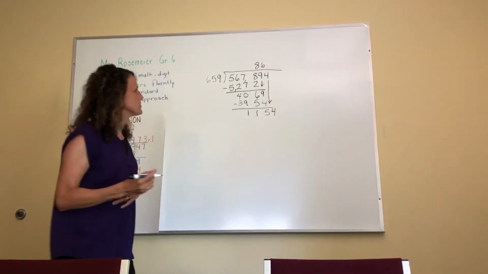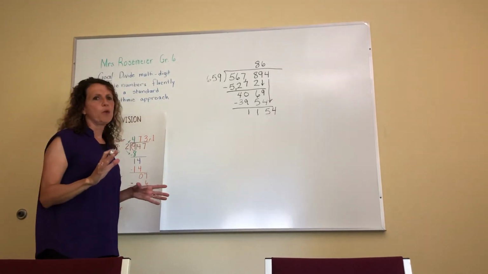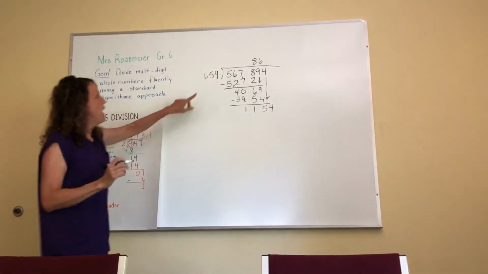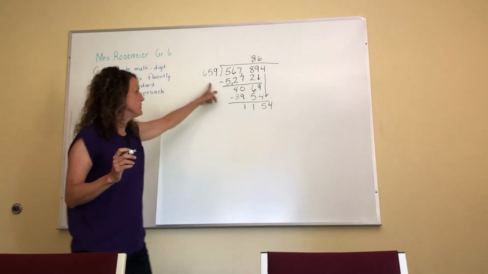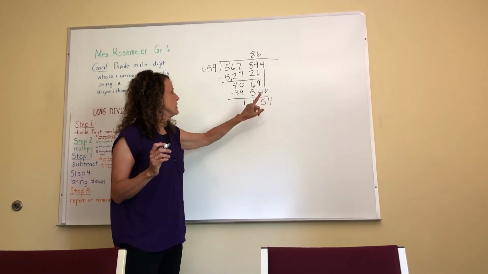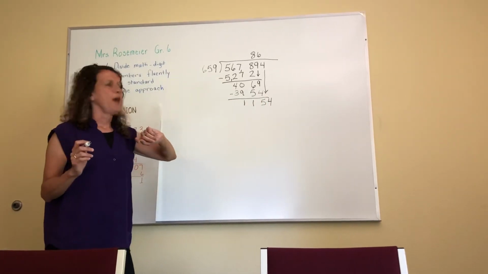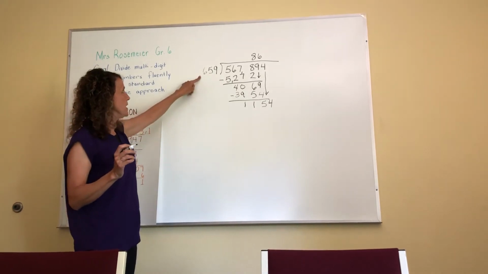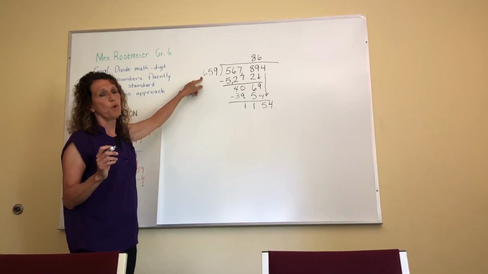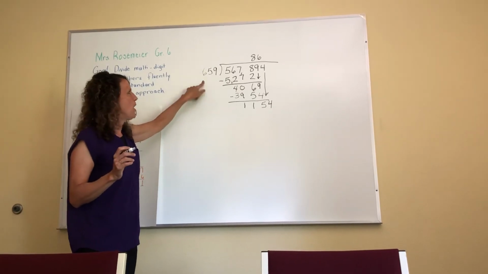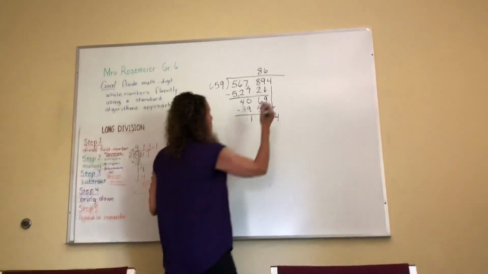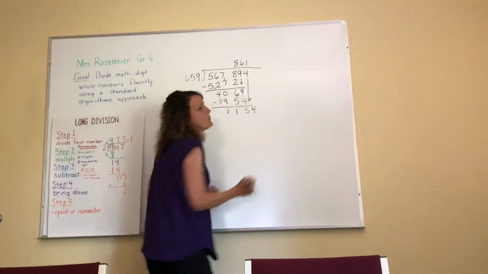And now this should be our last time that we have to go through our steps. So step number 1, we want to divide. How many times will 659 go into 1,154? Now, if we doubled that number, we would get more than 1,300. So we know that it will only go into this number one time. So I'm going to try 1. I'm going to put the 1 above my 4.